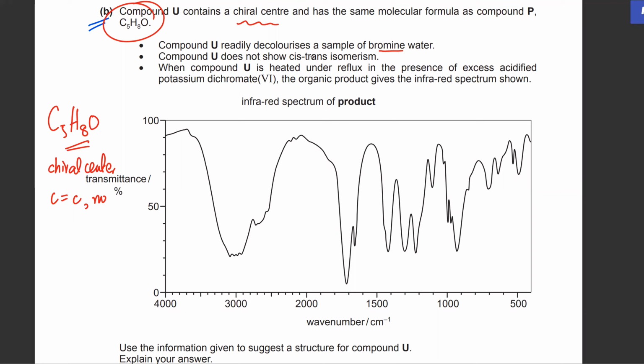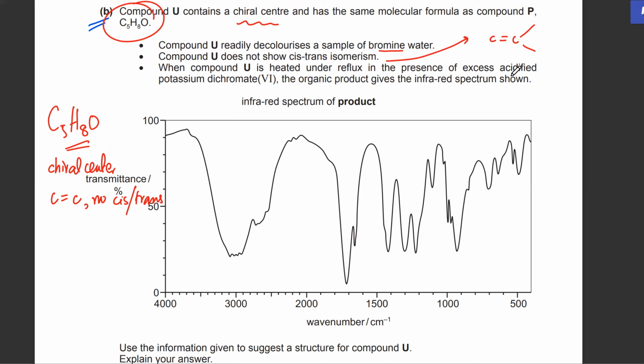Single bond होगा. नहीं, मतलब double bond तो होगा, but both sides would be the same. Like if it's yes, it's symmetrical होंगे. Well, symmetrical नहीं होंगे, but the two groups that are attached to the carbon in the double bond would be the same. So it's got a double bond that does not make cis-trans, right? Is that clear? Yes, sir.